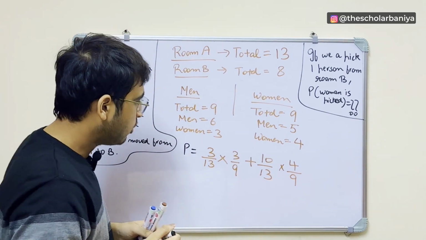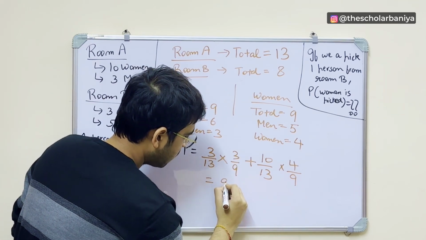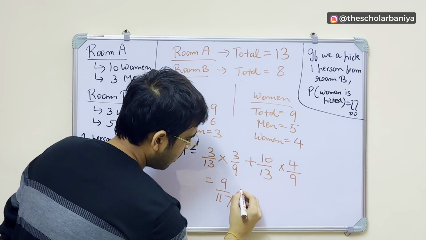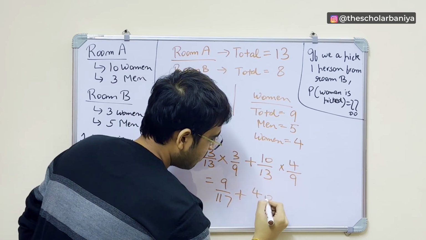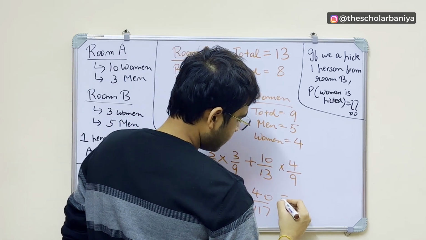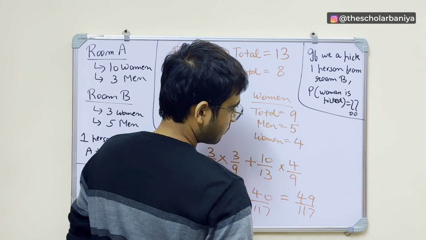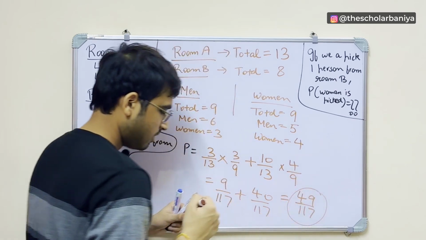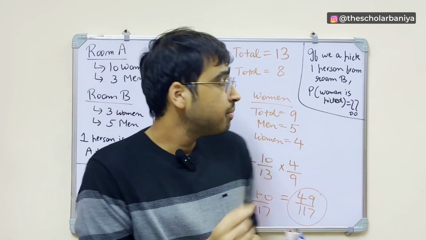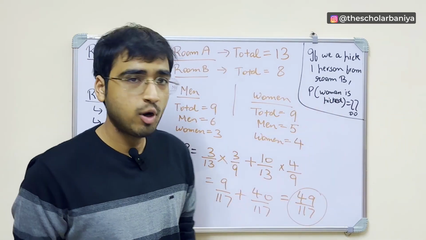Now if you solve this, it comes out to be 3 into 3, 9 upon 13 into 9, which is 117, plus 40 upon 117. So this becomes 49 upon 117. I hope this should be pretty clear. So the probability that a woman is picked from room B becomes 49 upon 117.